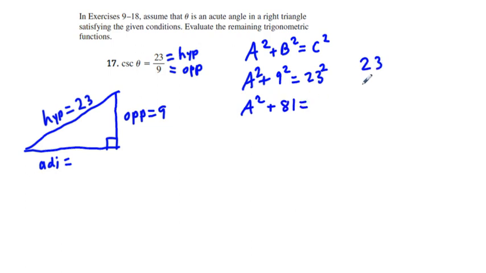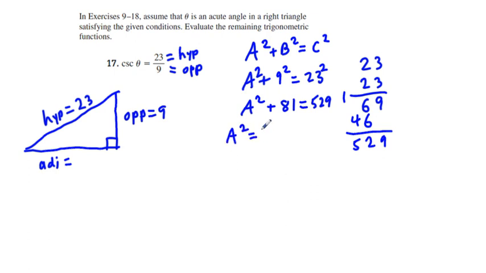Well, 23 times 23, let's get that down. 3 times 3 is 9. 3 times 2 is 6. Okay, and then for this one here, 2 times 3 is 6, and 2 times 2 is 4. So we're going to get 9, 12, 5, so 529. So a squared is going to be equal to 529 minus 81.